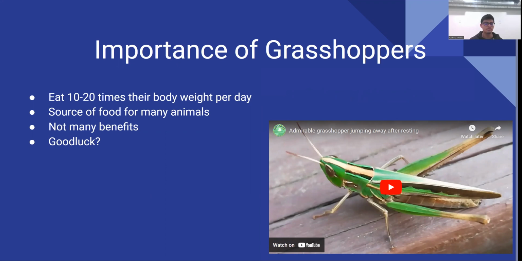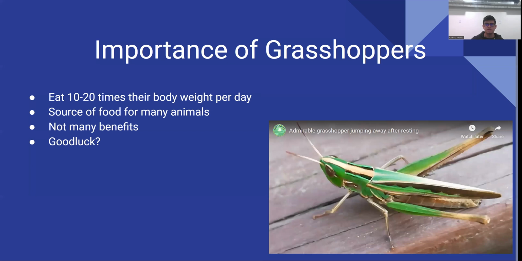Overall, I would think in large numbers, grasshoppers aren't beneficial, but in smaller numbers, some farmers consider them to be good luck because grasshoppers are attracted to green plants. If you have a field with a lot of greenery, then there's likely going to be a good amount of profit produced from the crops.